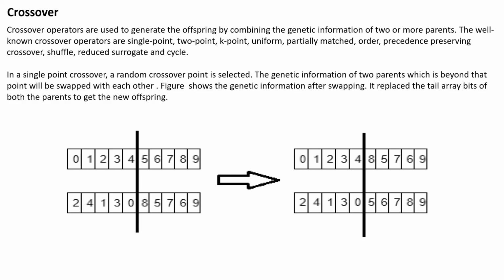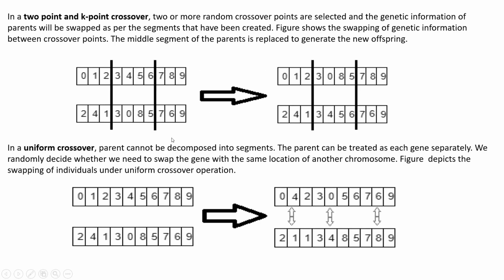These kinds of crossovers are utilized in genetic algorithms, and basically this is what is known as a single point crossover. You can have two point and even k point crossovers.